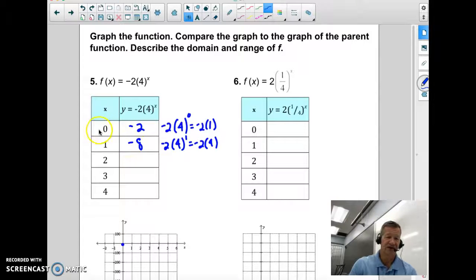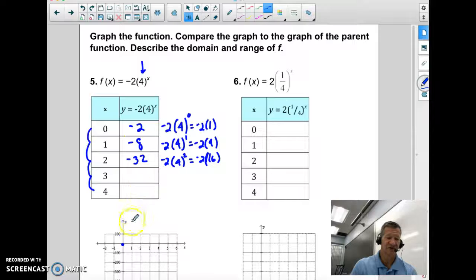Negative 2 times 4 is negative 8. Now notice what's happening. X values are going up by 1. What should happen to the y values? They should keep being multiplied by 4, shouldn't they? Negative 2 times 4, sure enough, negative 8. See if you can guess what the next one is. Let's do it over here. Negative 2 times 4 to the second. 4 to the second, that's 4 times 4, that's 16. Negative 2 times 16 is negative 32.